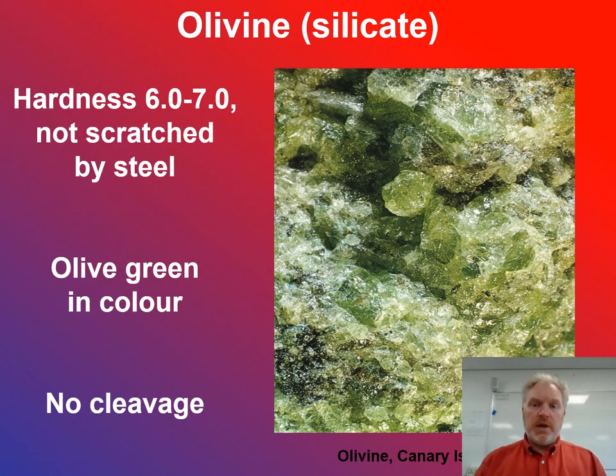Olivine, then, is a rarer mineral. We only find it in mafic or ultramafic rocks. It's a very high temperature, very high pressure mineral. It's quite hard, but similar perhaps to some of the other silicate minerals we look at. This is one of the minerals where colour is very distinctive. It's an olive green colour. It looks like fragments of bottle glass.